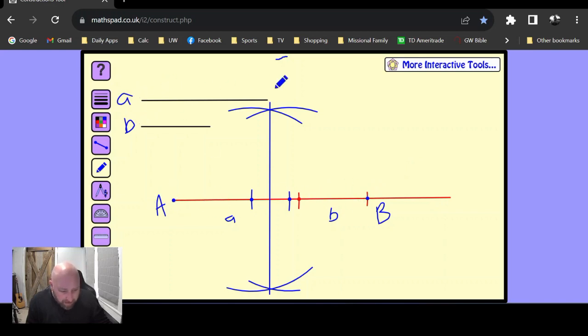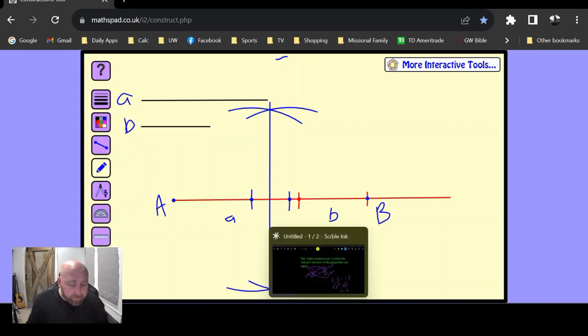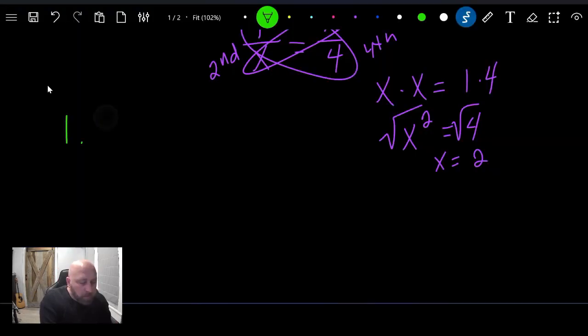AB is line A, that's this one right here, and line B, that's this one right here. And now I've cut that line in half. It's very important that the first thing you do is find the midpoint. In fact, let's write that down. So step number 1, we want to find the midpoint.